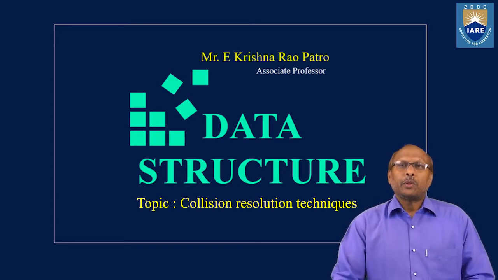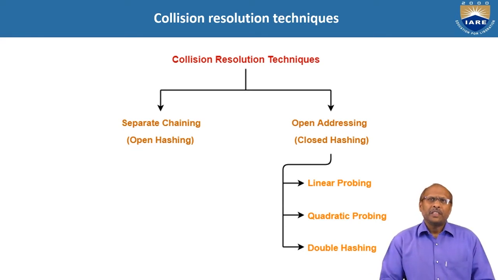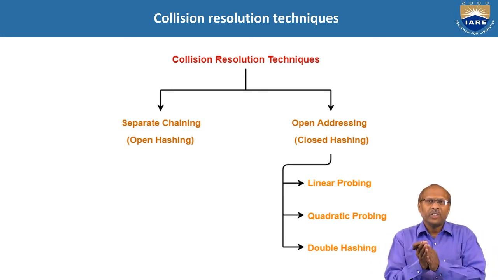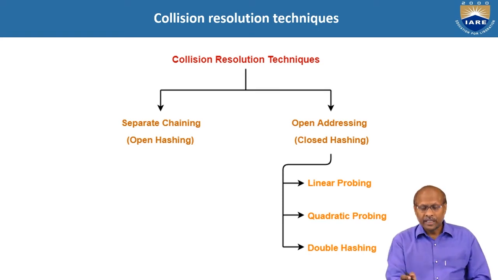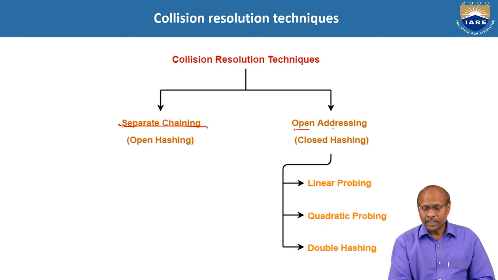So today we will discuss one more important topic, that is collision resolution techniques. How to resolve the collision. There are different resolving techniques. One is the chaining technique, second one is the open addressing technique. Whenever two keys map to the same index, that is called collision. So whenever collision occurs, there are different techniques: one is chaining, second one is open addressing.